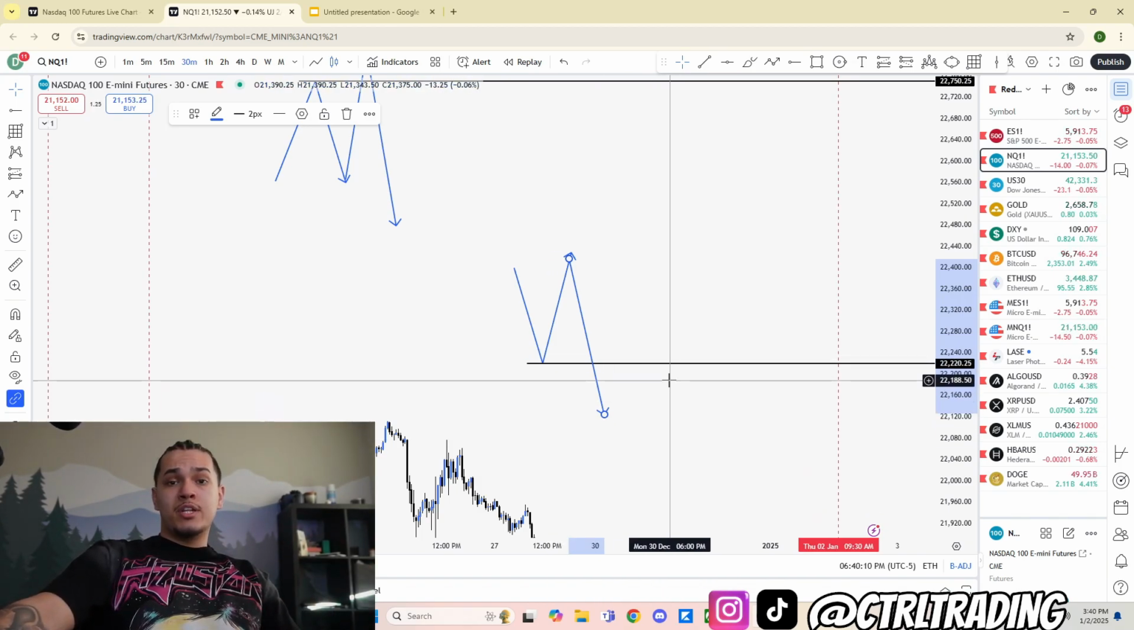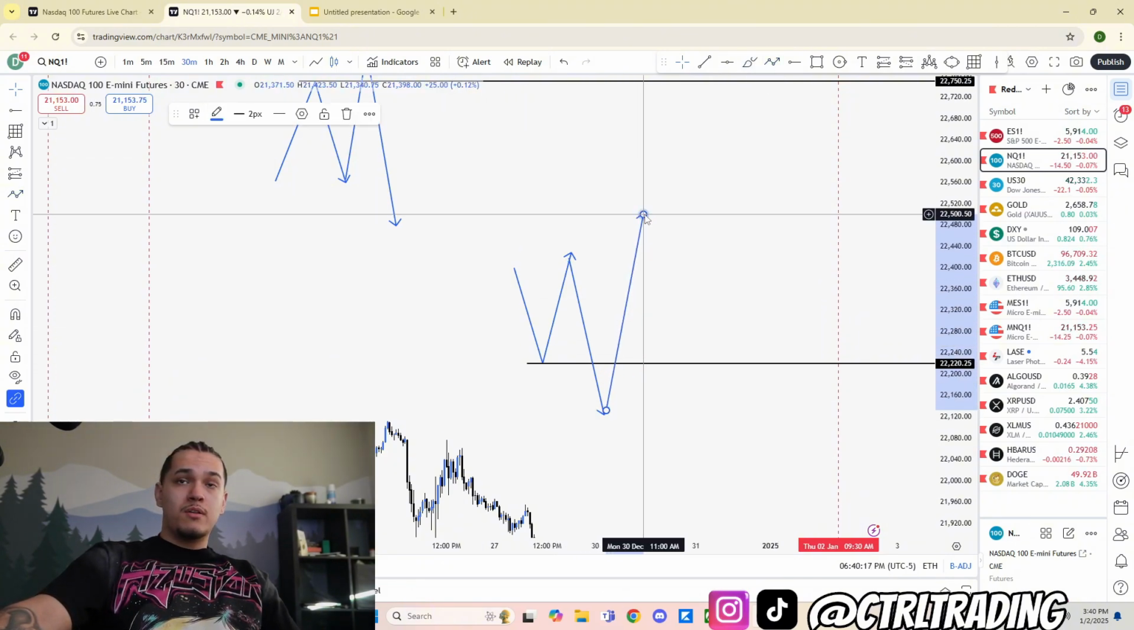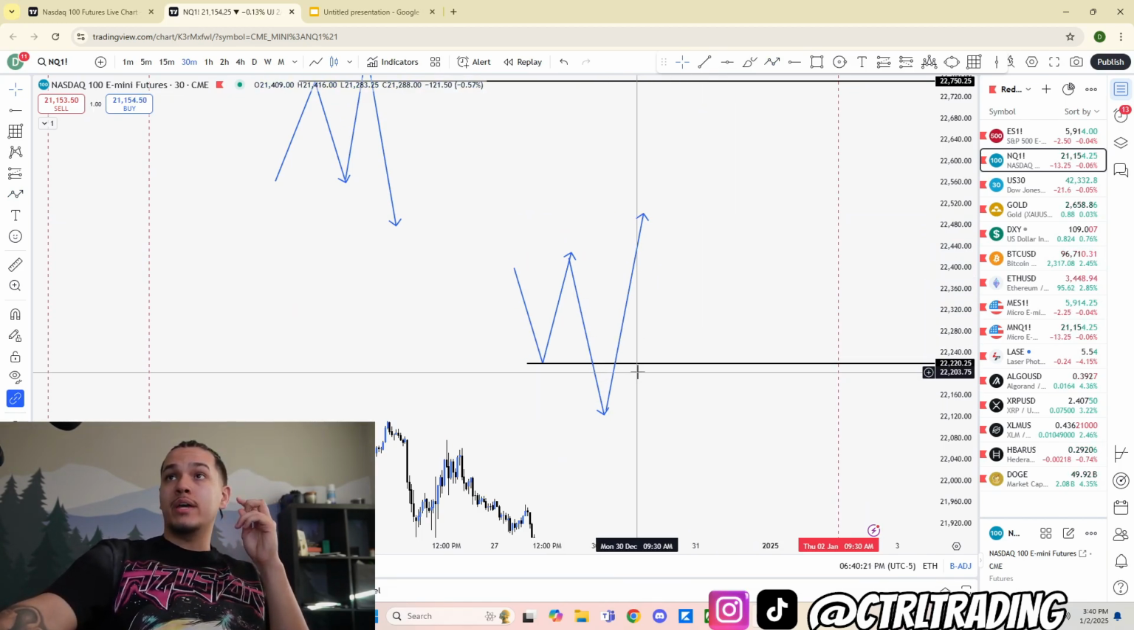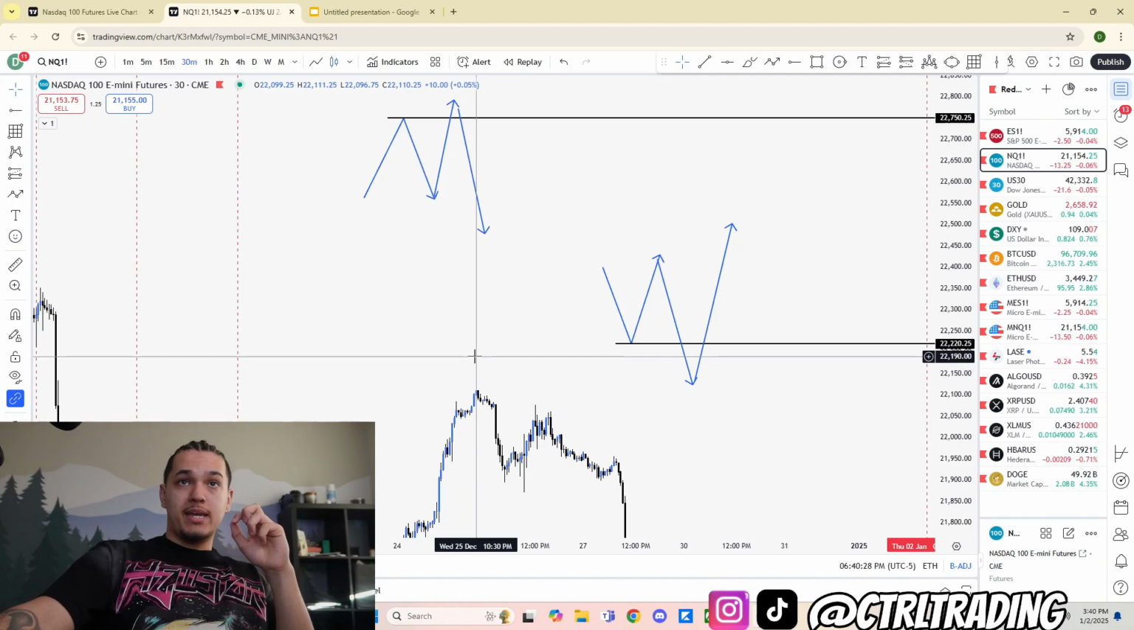Now we have sellers into the market. So what are we going to do? We're going to take the sellers out of the market, and we're going to go in the initial direction in which the market was going anyway. Okay? That is going to be liquidity. Liquidity is where orders are needing to be filled. Very simple concept here. Let's not overcomplicate it.